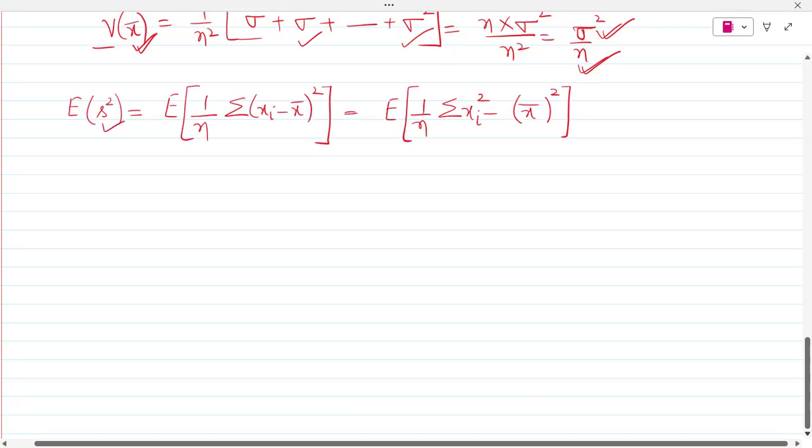Expected value of sample variance. This expression is also a sample variance, and this expression is also a sample variance. It can be proved that this expression is equal to this expression. For all these proofs, I will try, if there is another video, to upload that.